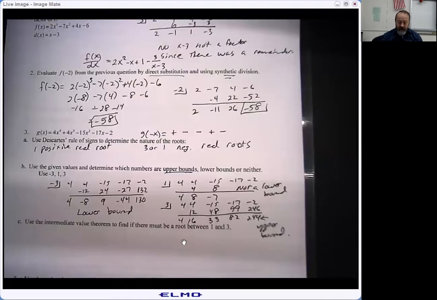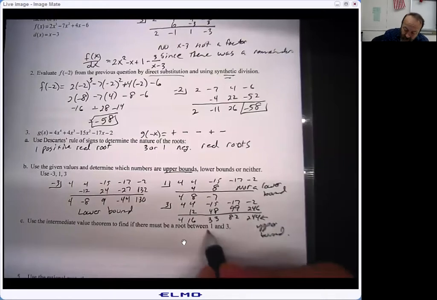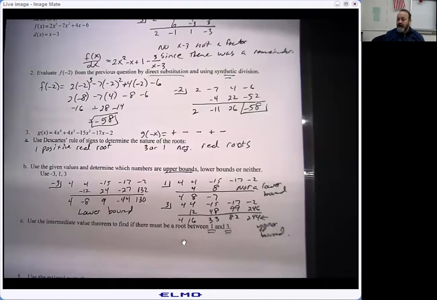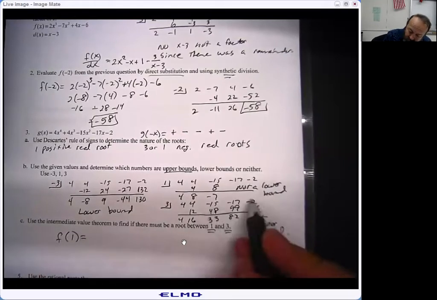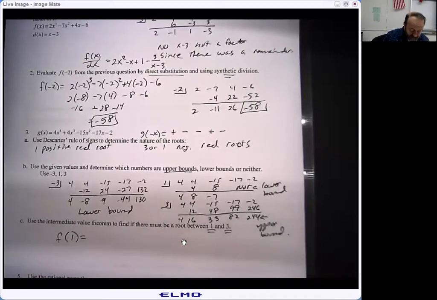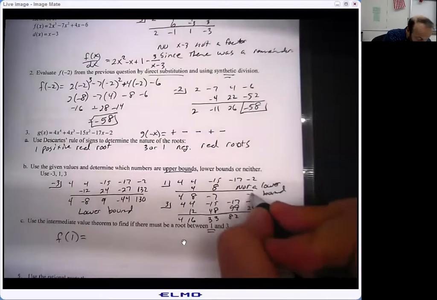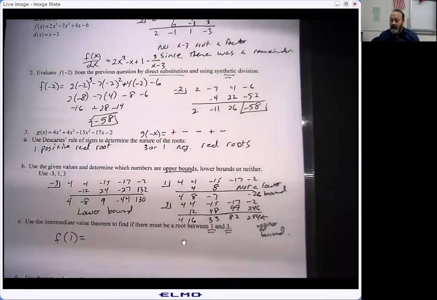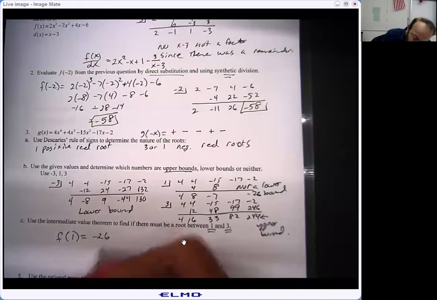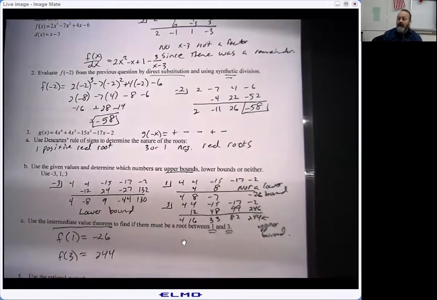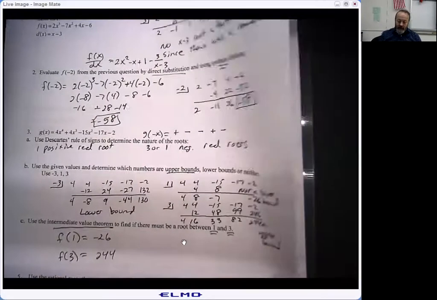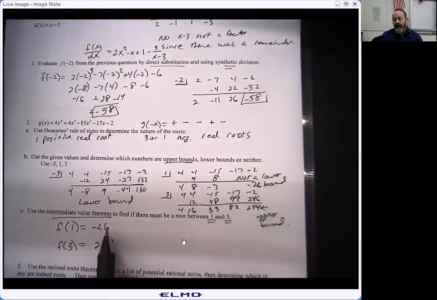Now, in letter C, we actually get out of that pretty quickly because we know, is there a root between 1 and 2? Well, we already found out that f of 1 was, actually, I guess I didn't finish that one. F of 1, if we finish this, was -26. I actually did finish that earlier. And it turns out that f of 3 was 244. So the intermediate value theorem would indicate that there must be a root in there. Why? Because it went from negative to positive.